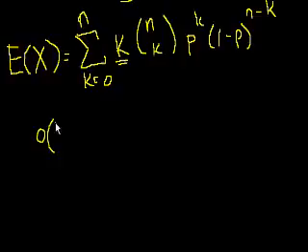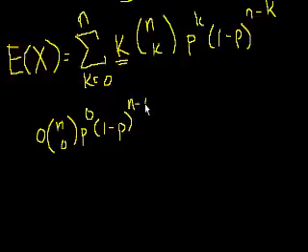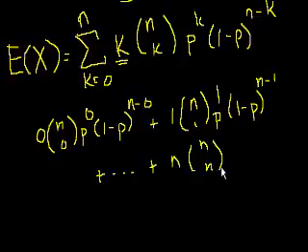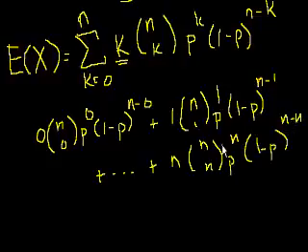So this sum could be written as 0 times n choose 0, times p to the 0, times 1 minus p to the n minus 0, plus 1 times n choose 1, times p to the 1, times 1 minus p to the n minus 1. And then you keep adding all the way until you get to k equal to n. So it would be n times n choose n, times p to the n, times 1 minus p to the n minus n. Right? This is just another way of writing this sum up here.